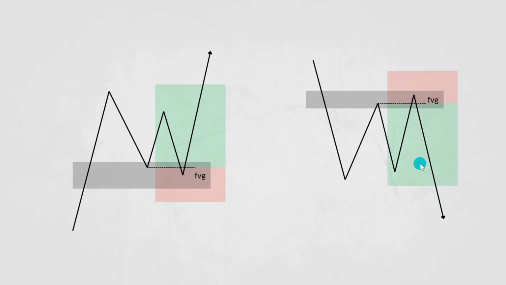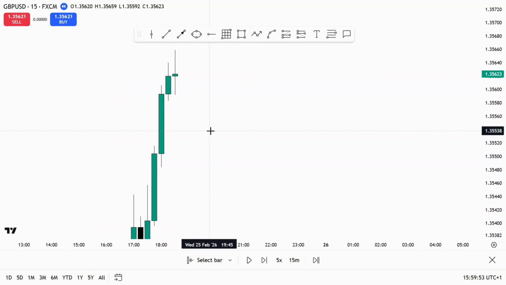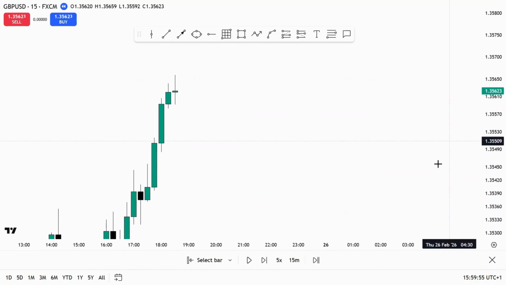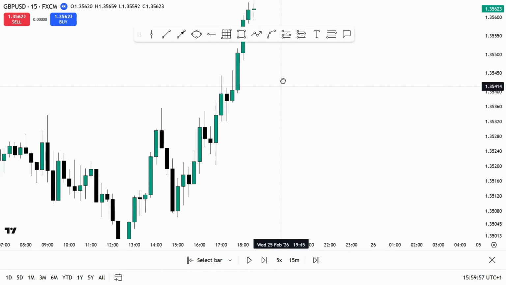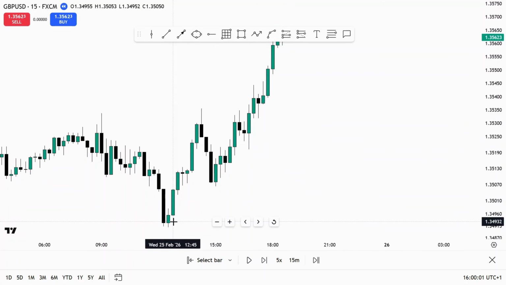Now that you understand how inducement works, let's go to the charts and look at some live examples. So this is going to be our first example, and this is the GBPUSD chart. So first of all, as we can see here, price is clearly pushing to the upside in a bullish trend, giving us higher highs and higher lows.